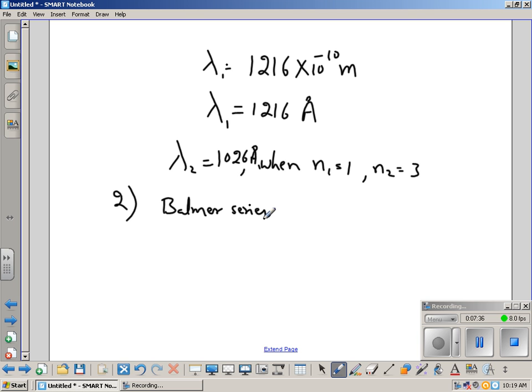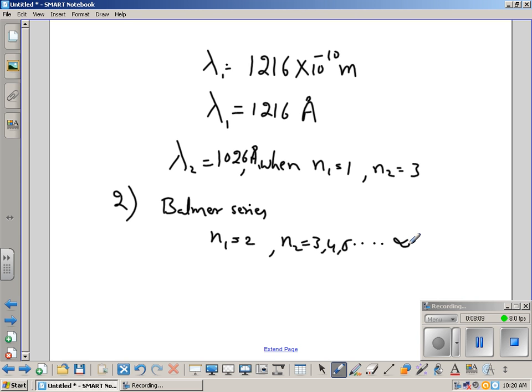The spectral lines formed with n1 equal to 2 and n2 equal to a higher number 3, 4, 5, and so on, belong to the Balmer series. The lower orbit is 2, and the higher orbits are 3, 4, 5, and so on to infinity. Again you can calculate the wavelengths of these.